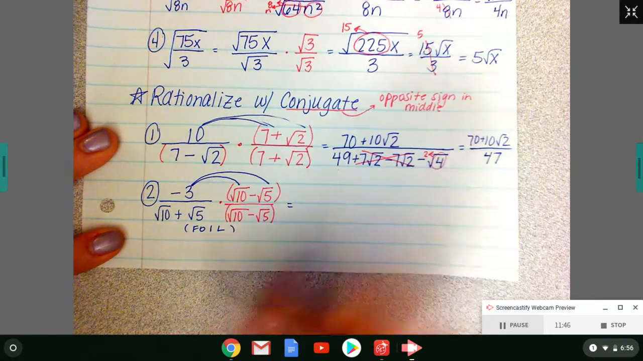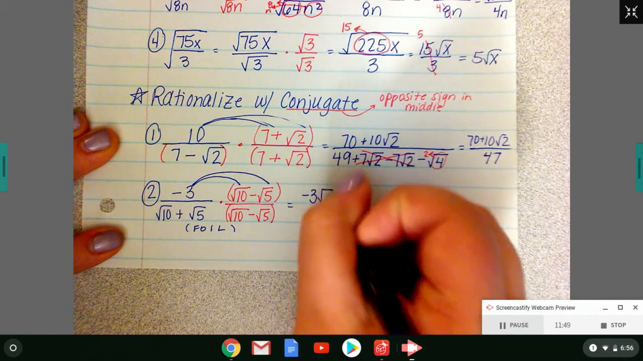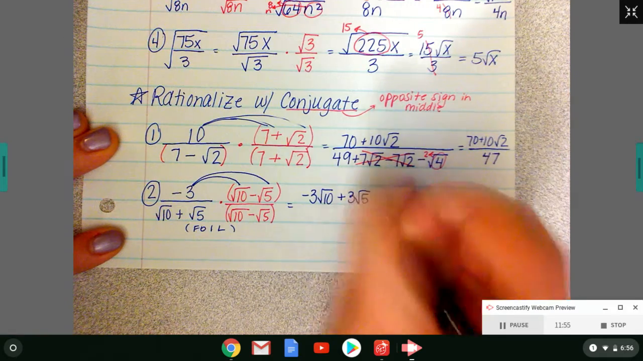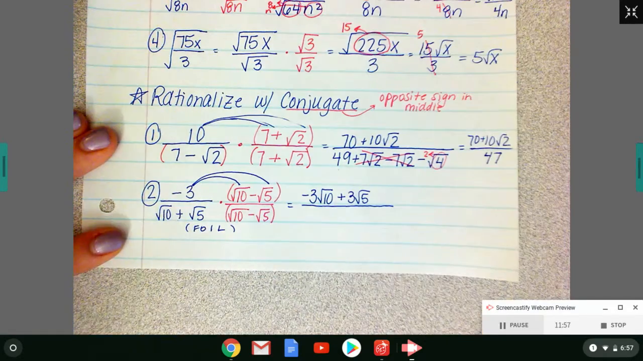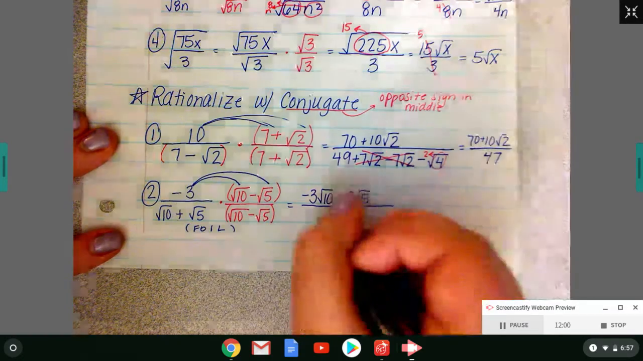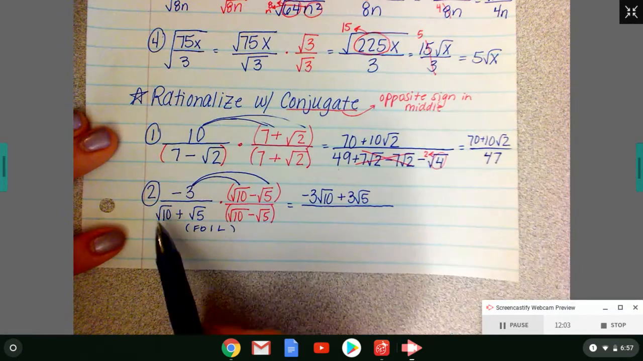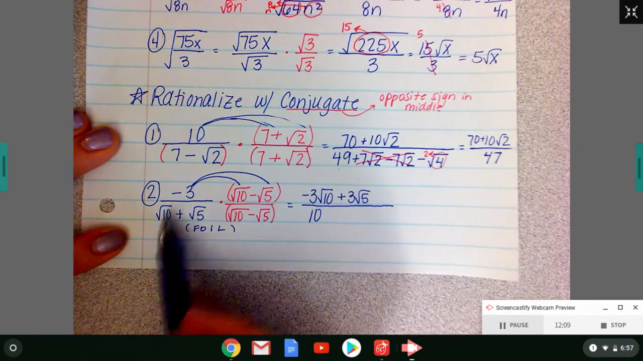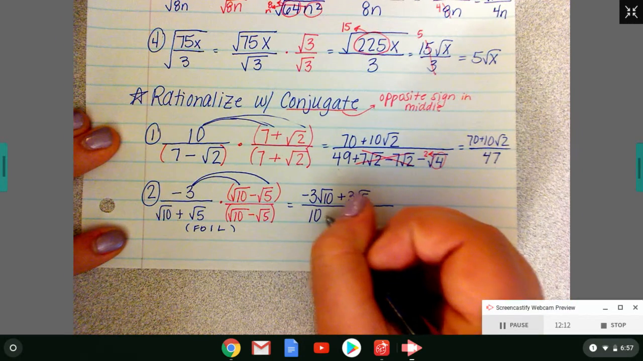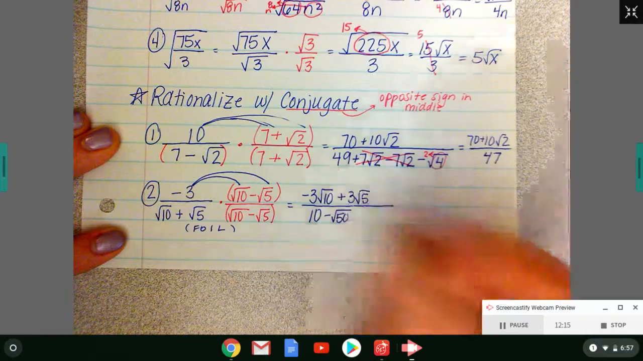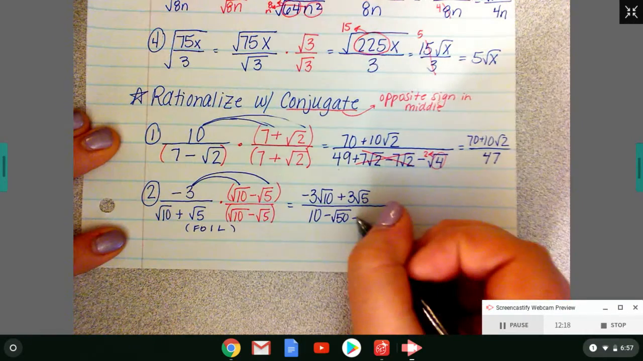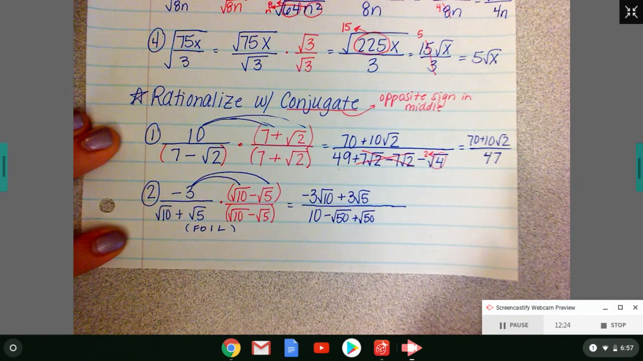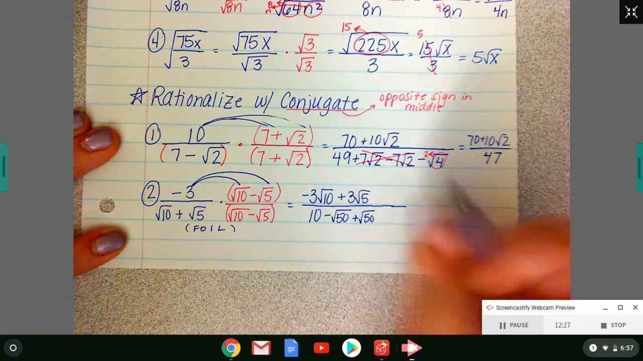So on my new top, I have negative 3 times root 10 is negative 3 root 10. And negative 3 times negative root 5, so plus 3 root 5. On my denominator, I have root 10 times root 10. You could put root 100 here, or notice it's root 10 squared, that's just going to be a 10. Root 10 times negative root 5, so minus root 50. Root 5 times root 10, so plus root 50. And then negative root 5 times root 5, that's just going to be minus square root 25 or minus 5.